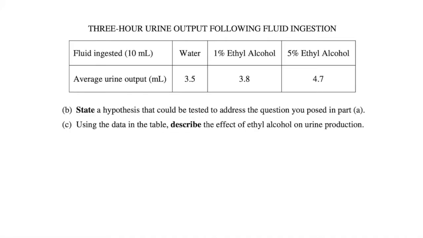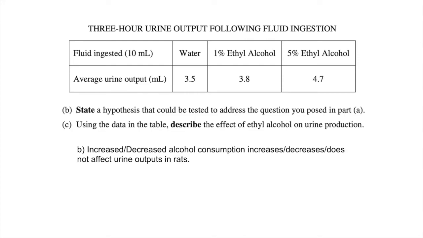Part B. State a hypothesis that could be tested to address the question you posed in Part A. So in Part A, we said that the scientists are trying to say what effect, if any, does increasing the alcohol concentration have on the urine output. So you could literally make any hypothesis as long as it involves a cause and effect. You can say that either increased or decreased alcohol consumption will either increase or decrease, or does not affect, the urine output in rats. It doesn't matter what you write here, because they just want you to make a hypothesis. They don't want you to make something that is likely to be true. They just want a hypothesis.